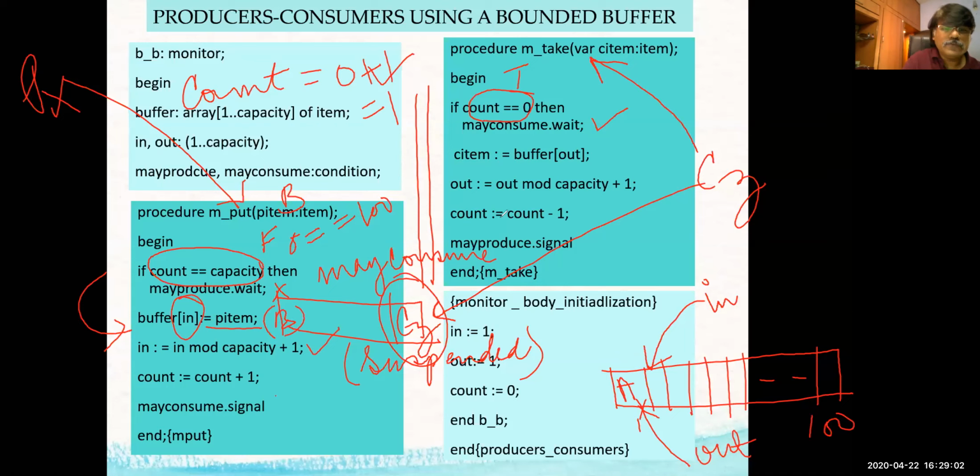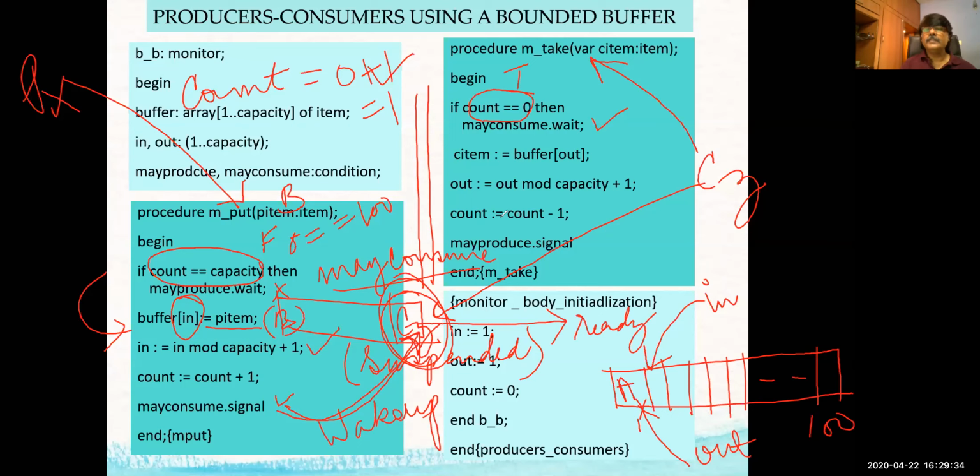Then may consume dot signal is executed by the monitor. Now what happens here? May consume dot signal means a wake up signal is sent to the header of the queue called may consume. Whichever process is suspended at the header of the queue will come from the suspended state to the ready state. And this program starts executing. So consumer will start running.